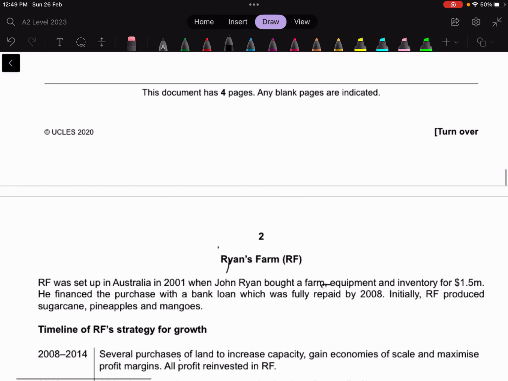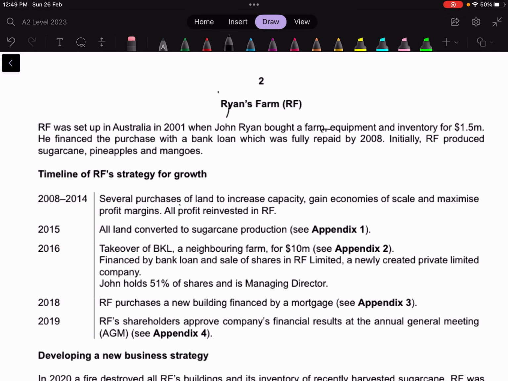So first of all, let's start off with a little bit of reading so that we can dissect the case. It's always a good approach to first read the question and then go towards reading the case so that you know what pieces of information you have to extract from that particular case study. So RF was set up in Australia. This is basically the home country. In 2001, John Ryan bought farm equipment and inventory for 1.5 million, and he financed the purchase with a bank loan. This is pretty much the initial finance, which was fully repaid by 2008.